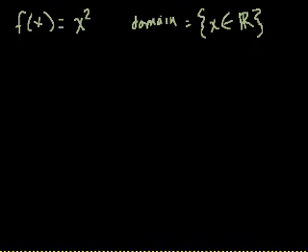A slight variation. Let's say I had f of x is equal to 1 over x squared. So is it the same thing now? Can I still put any x value in here and get a reasonable answer? Well, what's f of 0?